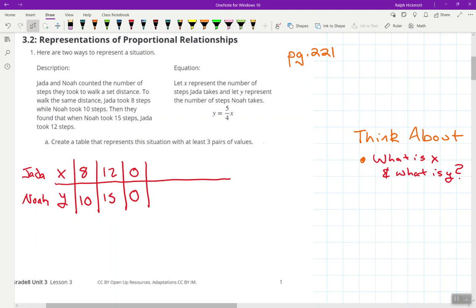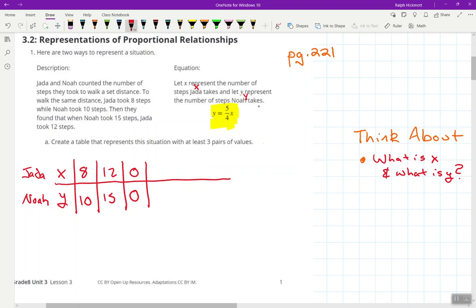We're given the story problem. We're also given an equation, but look at this fancy equation. It says let x represent the number of steps Jada takes and let y represent the number of steps Noah takes. So they give us what x and y are going to stand for. Jada's x, Noah's y, so that takes a little bit of thinking out. But the equation is in a different format than we've been using.